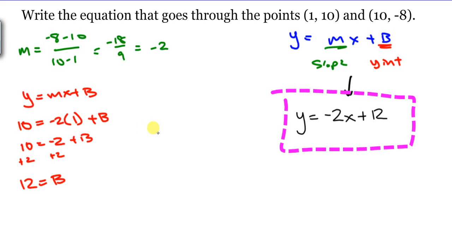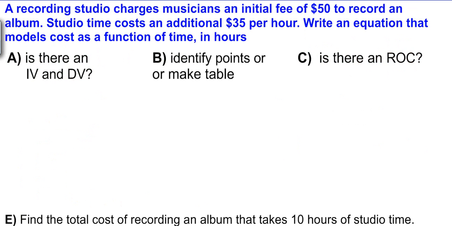Alright, so here's my answer. Y equals negative 2x plus 12. Again, if you didn't know what to do, go back and watch lesson 2. Now to the word problems. If we just focus on the words first.